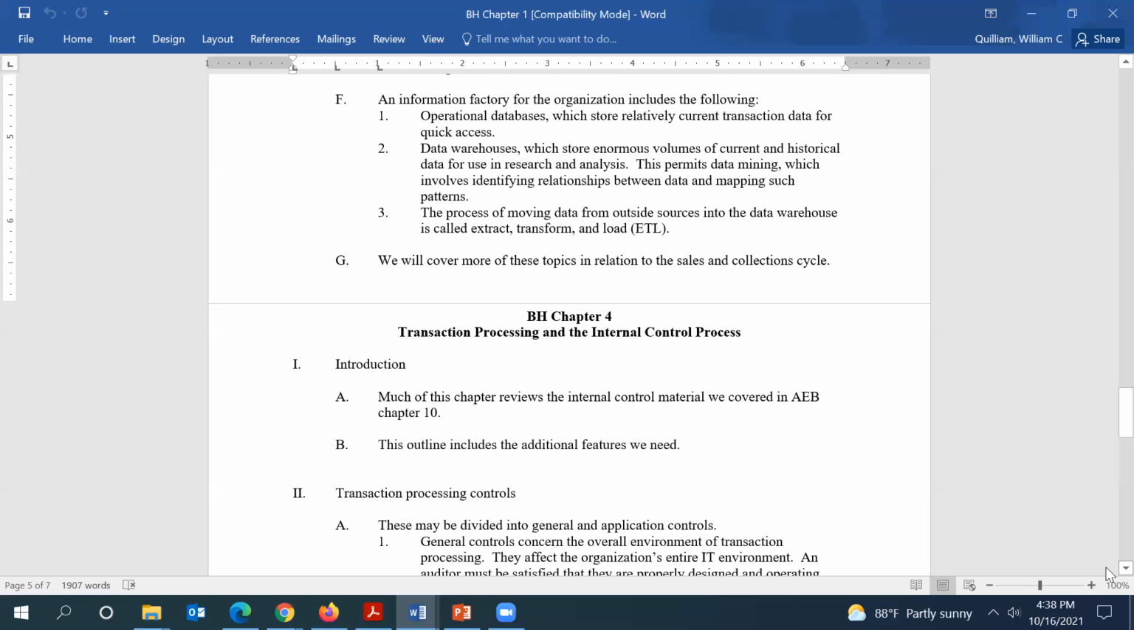And number 3, the process of moving data from outside sources into the data warehouse is called extract, transform, and load. ETL, like another acronym. We'll cover a lot more of these topics when we get to the sales and collection cycle later in the course. Questions here on chapter 3.